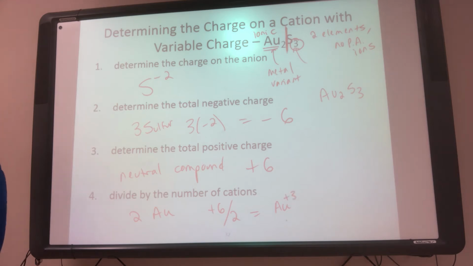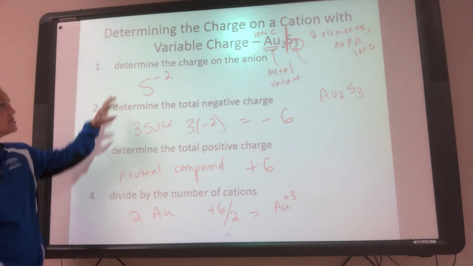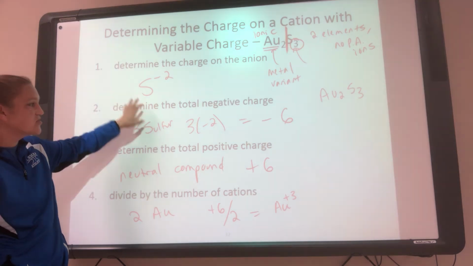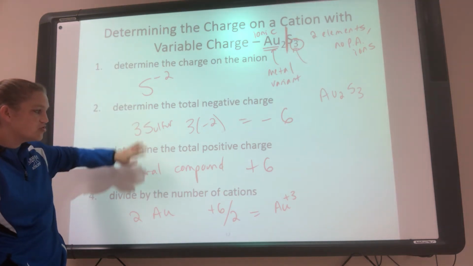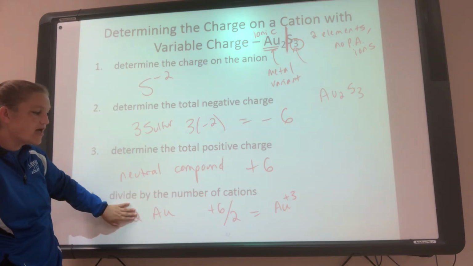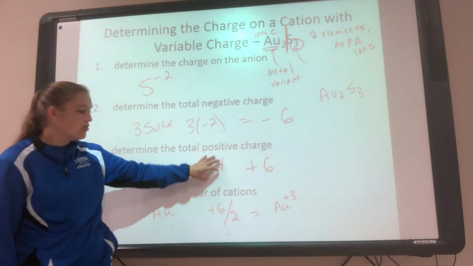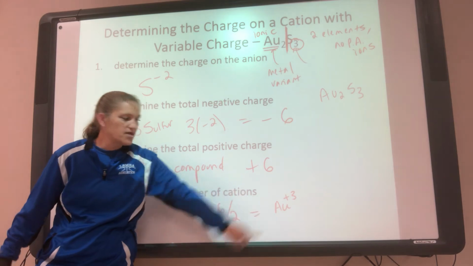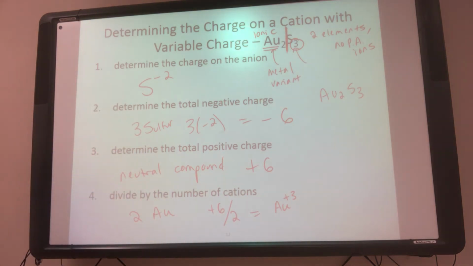So now I know the charge on my variant metal. Okay? So you've got to use the non-metal to figure out the total charge. If it's neutral, the total positive is the same. And then if I have more than one of the metals, I have to divide my total charge to figure out how much each one is. So each one of those is a +3.